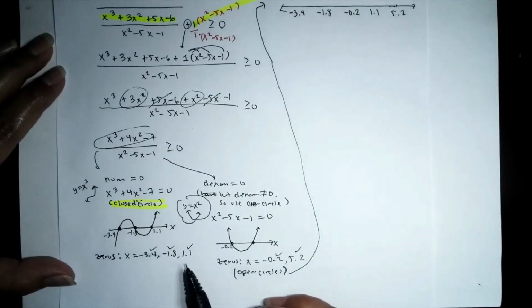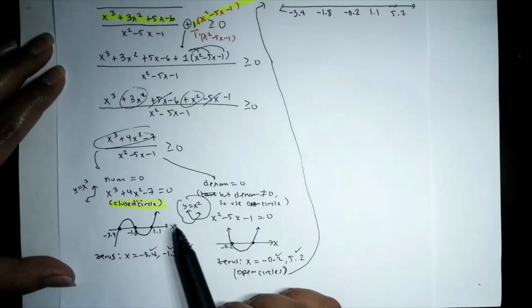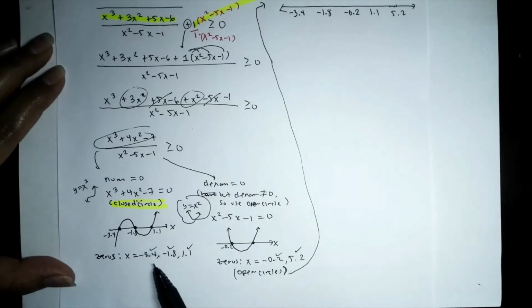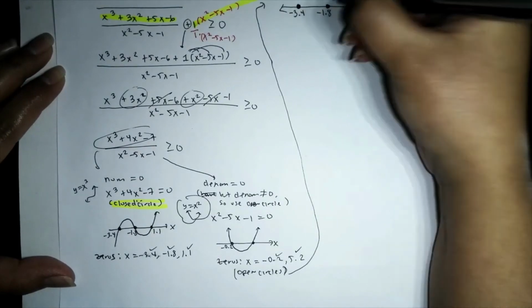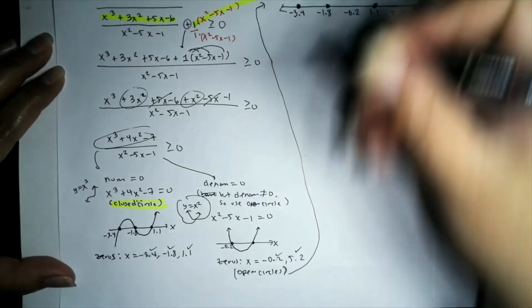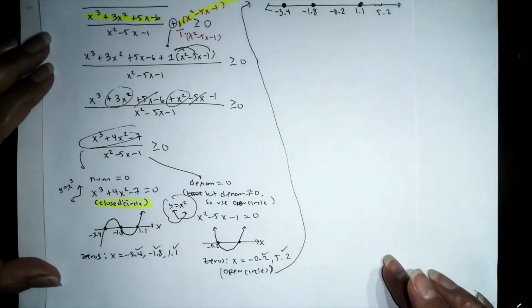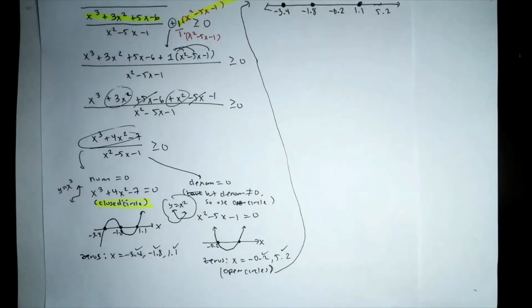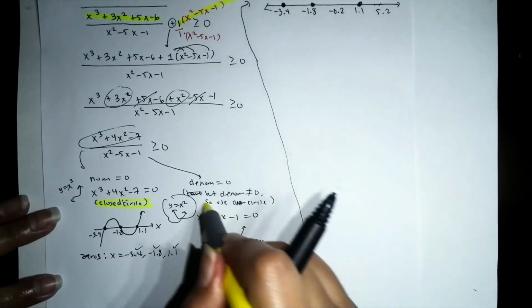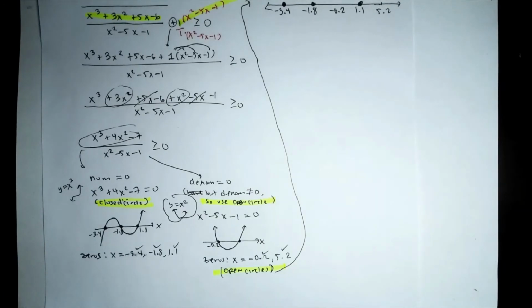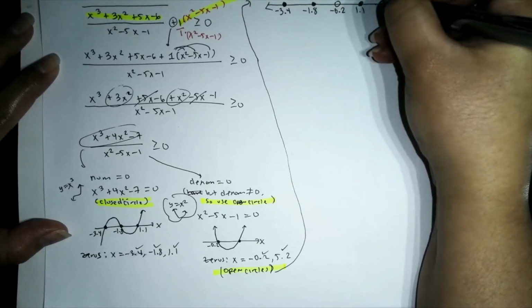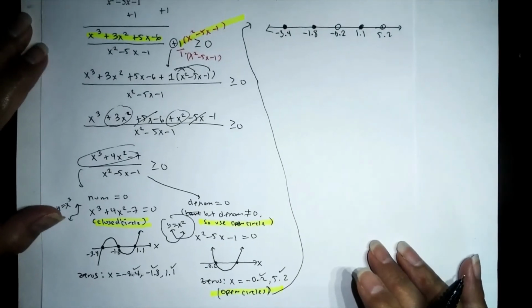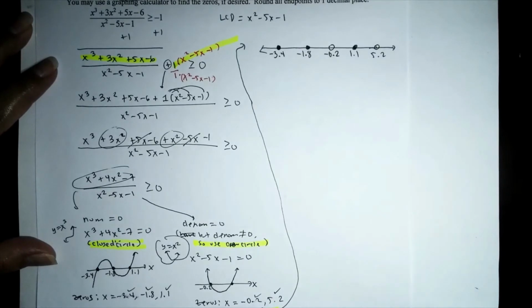Now let's put the open or closed circles. We have closed circles at these first three zeros, negative 3.4, negative 1.8, and 1.1. Because the denominator cannot equal 0, we have open circles at the other two zeros, namely negative 0.2 and 5.2. So we have 5 zeros, which will split the number line into 6 test intervals.